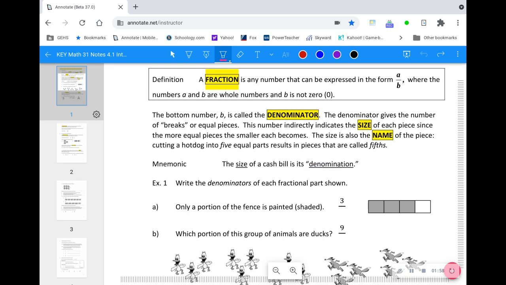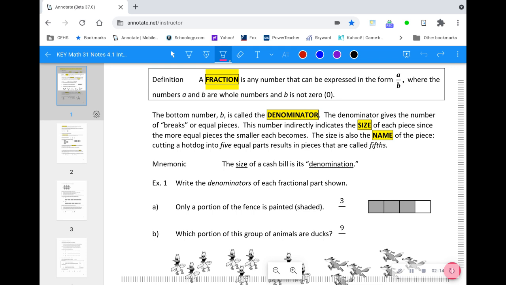The size of a cash bill is also its denomination, so we use that word in other contexts. For instance, a teller might ask you if you want your $100 withdrawal to be in denominations of 5s, 10s, or 20s. And what the person is asking you is how big the bill is that you want.